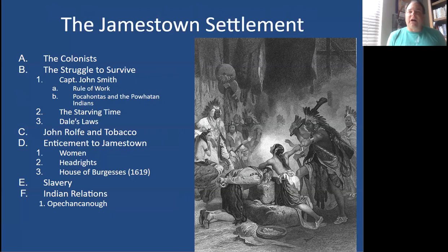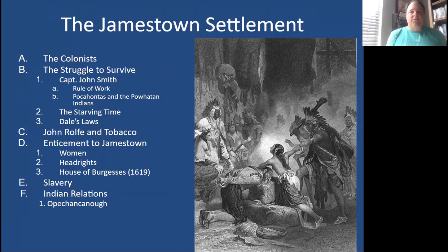There aren't really enough colonists who know how to farm, how to clear the land and make something grow. That would be most useful. So these colonists are going to struggle. Something else to note about these first colonists, it's an all male group. There's no women in the first group of colonists to Jamestown.